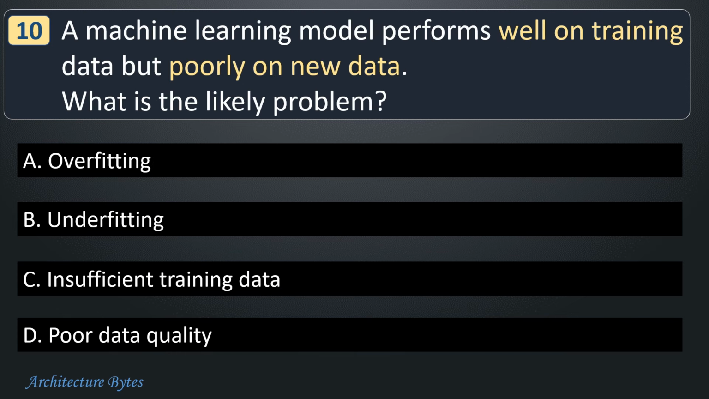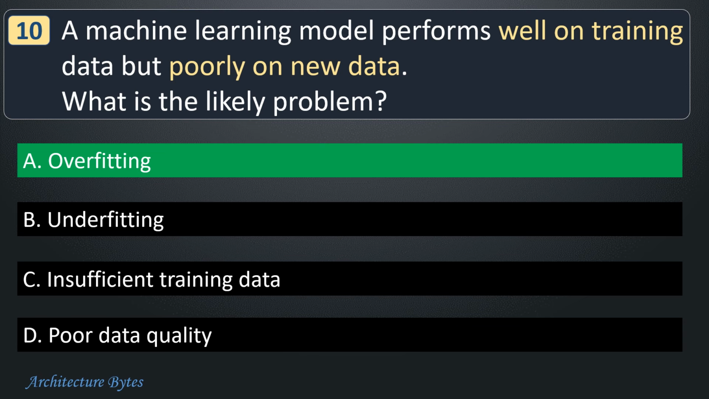A machine learning model performs well on training data but poorly on new data. What is the likely problem? Option A, overfitting, B, underfitting, C, insufficient training data, or D, poor data quality.